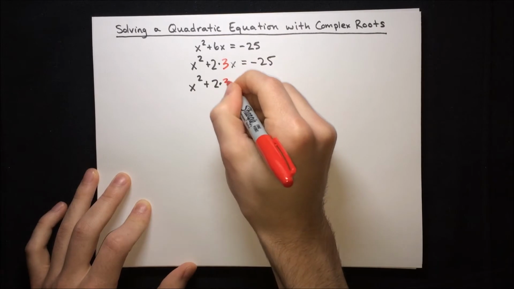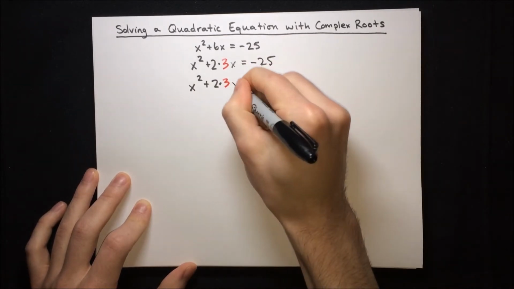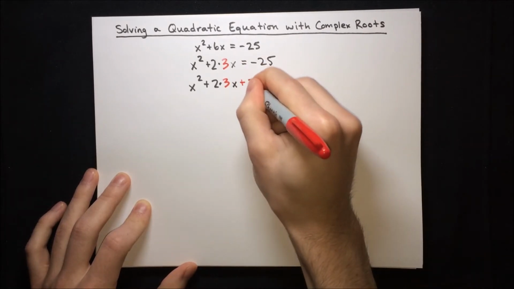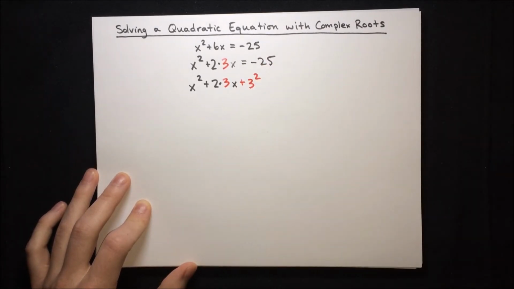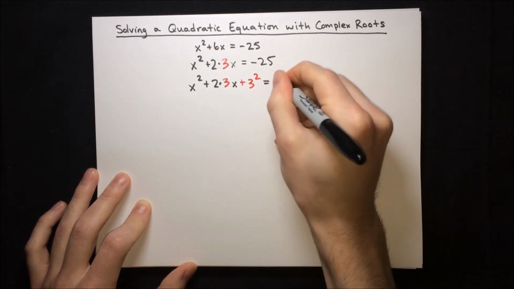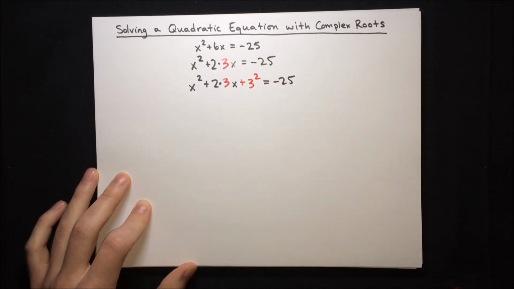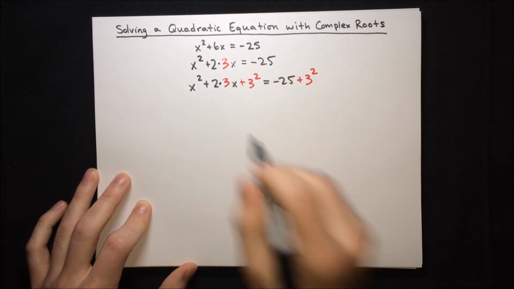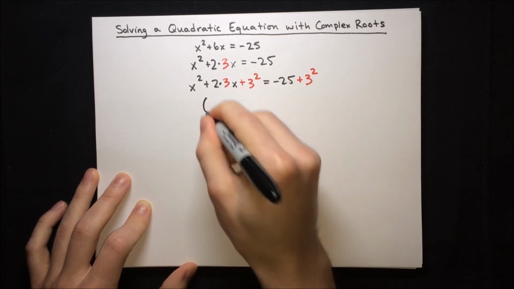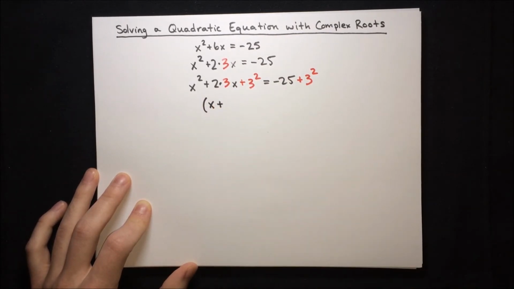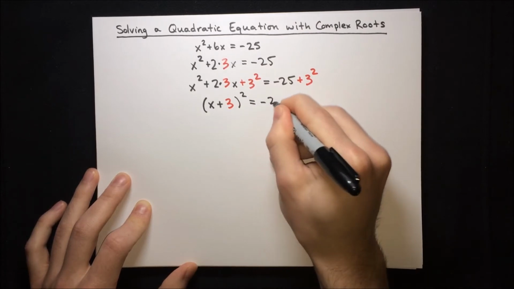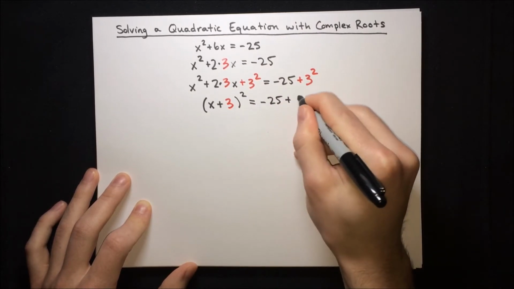So we've got 2 times 3x, and then we'll add 3 squared to both sides. So negative 25 plus 3 squared on this side also. And then we can go ahead and factor this side into the perfect square that we've created. x plus 3, the whole quantity squared, and that's equal to negative 25 plus 3 squared, which is 9.